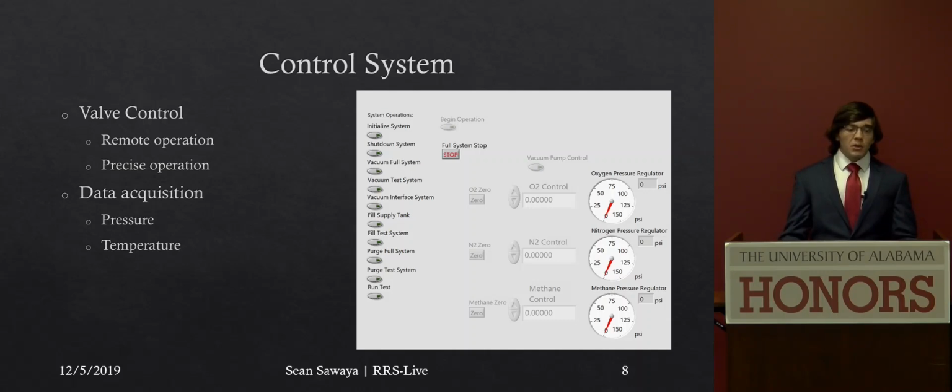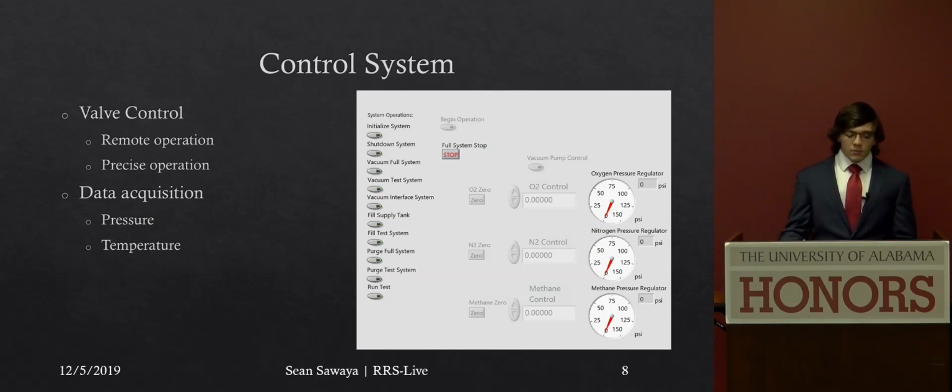We want remote operation because we are dealing with a combustible mixture in a confined space. So if something did happen where we had a spark within the system where we didn't want it to, we don't want to have a dangerous event on our hands. So we want to make sure that we are outside of the test cell and not near the system whenever we are running tests or when it is pressurized. So by having this automated control system, it allows us to be outside the test cell and operate all the valves from there. And it'll also allow for precise operation of these valves.